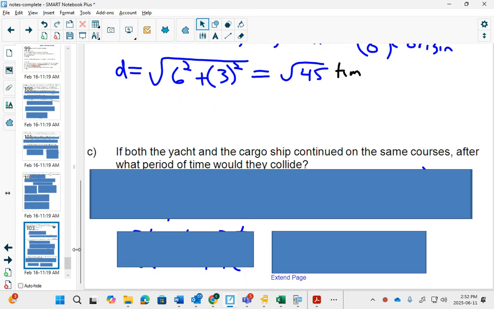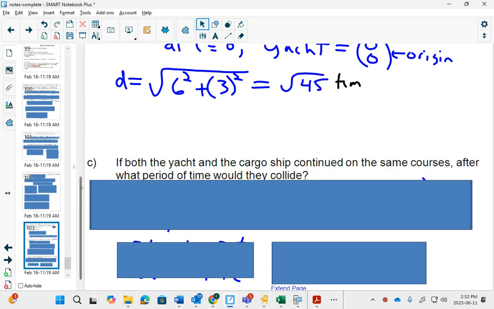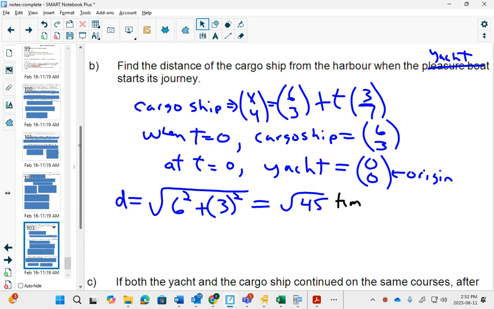If both the yacht and the cargo ship continued on this straight line, after what period would they collide? So try to solve that on your own.